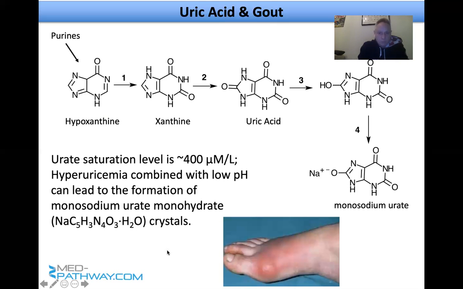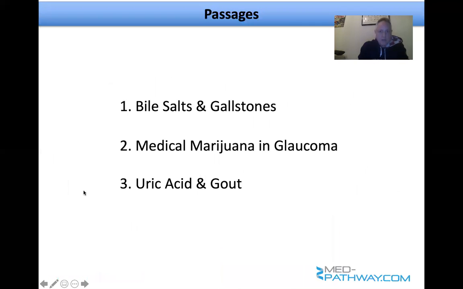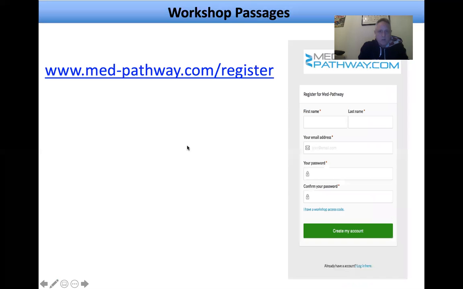So we have gout, and then we're going to do some passages that are going to test our knowledge of solubility. We're going to apply our general organic and biochemical knowledge to actually relevant clinical medical conditions that are important for the MCAT as well as for med school. So we're looking at bile salts and gallstones, medical marijuana, and glaucoma. You should recognize that marijuana's component THC is very nonpolar. So it has all kinds of problems. And then there's uric acid and gout. And so let's do the workshop passages.